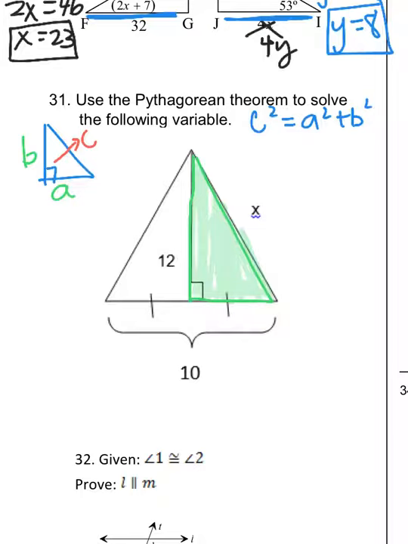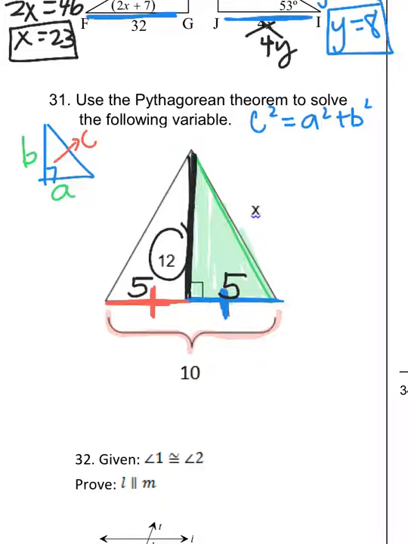Now, they did tell me that this whole side at the bottom is 10, and they also marked that these two pieces are congruent. So that means this piece is congruent to the blue piece. Those two pieces are equal to each other. That means that this piece is 5, and so is this piece. And then one last piece of information is that they told you that this side here is 12.